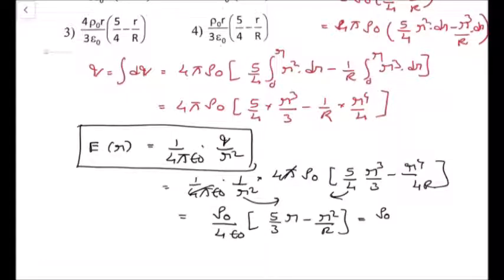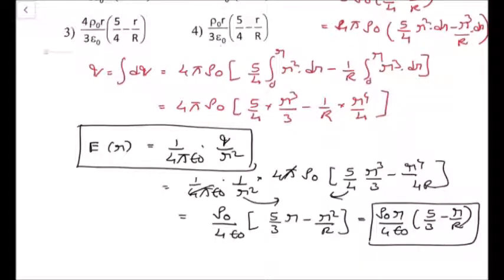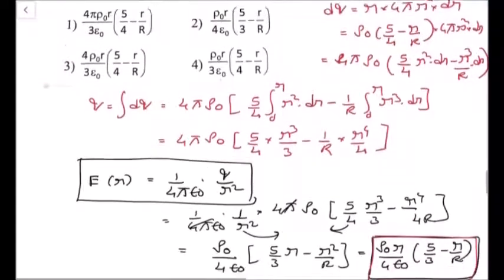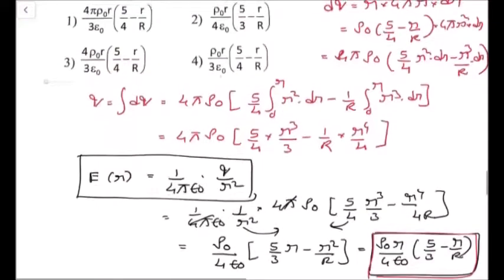Further, r can be taken outside: rho naught r by 4 epsilon naught into 5 by 3 minus small r by capital R. So this is the final required form, which is given in which option? Rho naught r by 4 epsilon naught into 5 by 3 minus small r by capital R, means option 2. It is given in option 2.